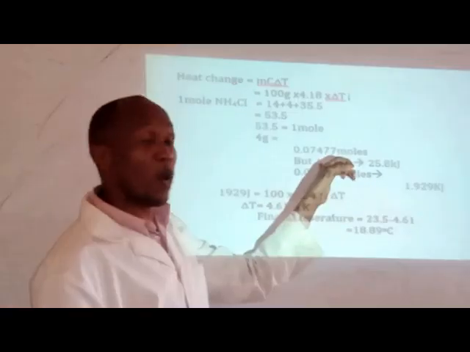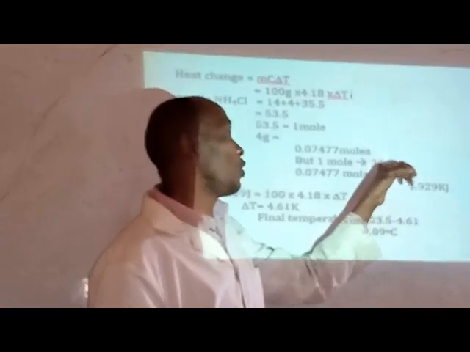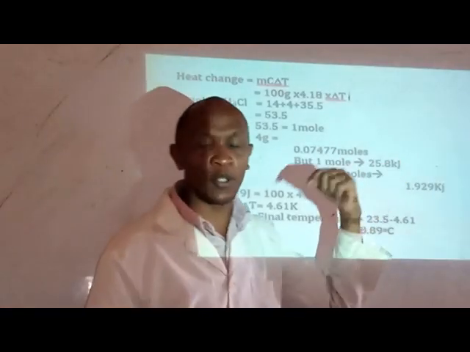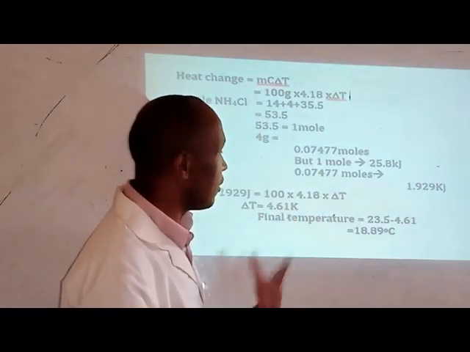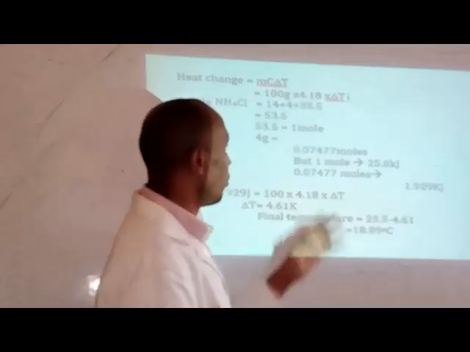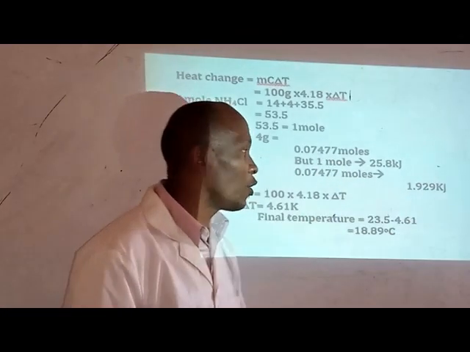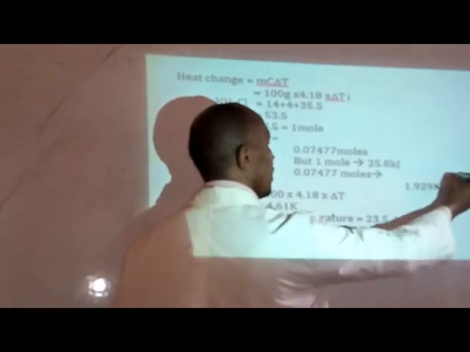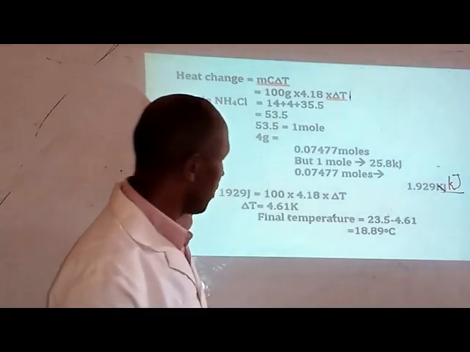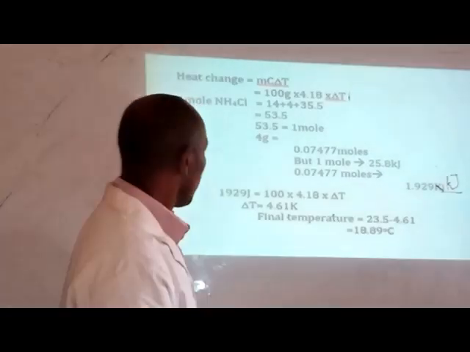But if you dissolved 1 mole of ammonium chloride, 25.8 kilojoules will be absorbed. It's endothermic. I don't need to look at that at the moment. So what about if it's this number of moles? This amount of energy would be absorbed, in small k, capital J. Let's always remember that. It costs you a mark.